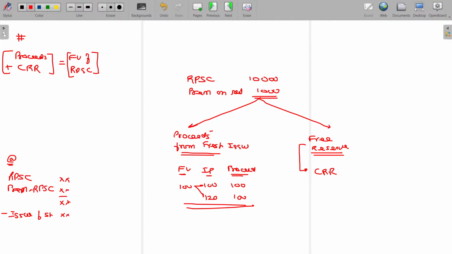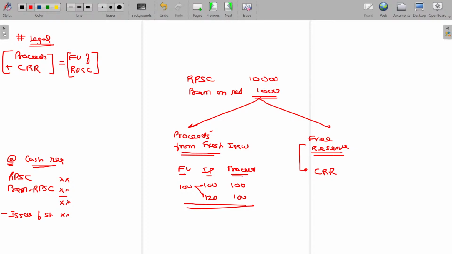Maybe including the premium also. I am talking about the cash requirement calculation. What about the legal condition? Proceeds plus CRR should be equal to the face value of the redeemable preference share capital.